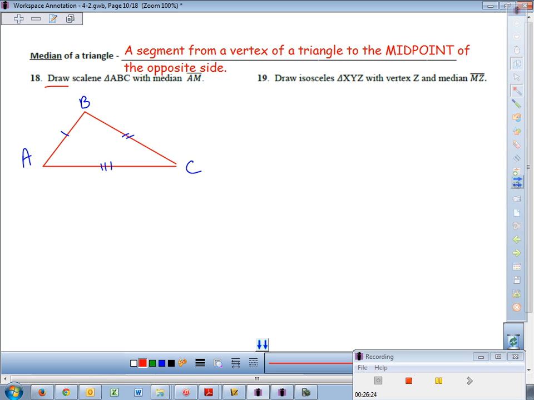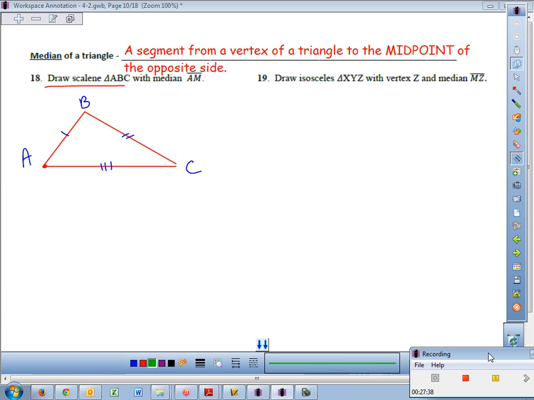If the median's name is segment AM, and a median goes from a vertex of the triangle to the midpoint of the opposite side, and our triangle has vertices A, B, and C, and this is supposed to be median segment AM, which vertex of our triangle should we go from? It's gotta go from A, correct? Its name is segment AM. So I need to go from A, which is right here, and where do I have to draw this segment to? The midpoint of the opposite side, over here, correct?